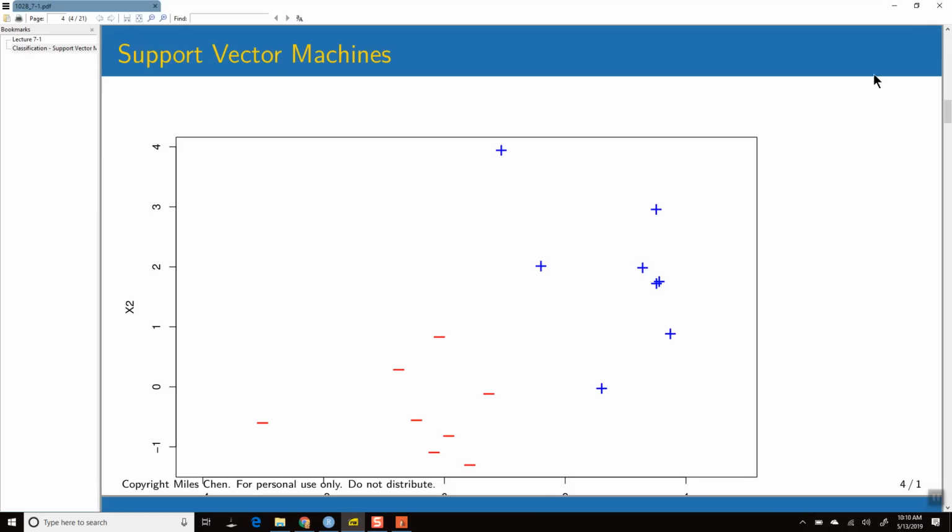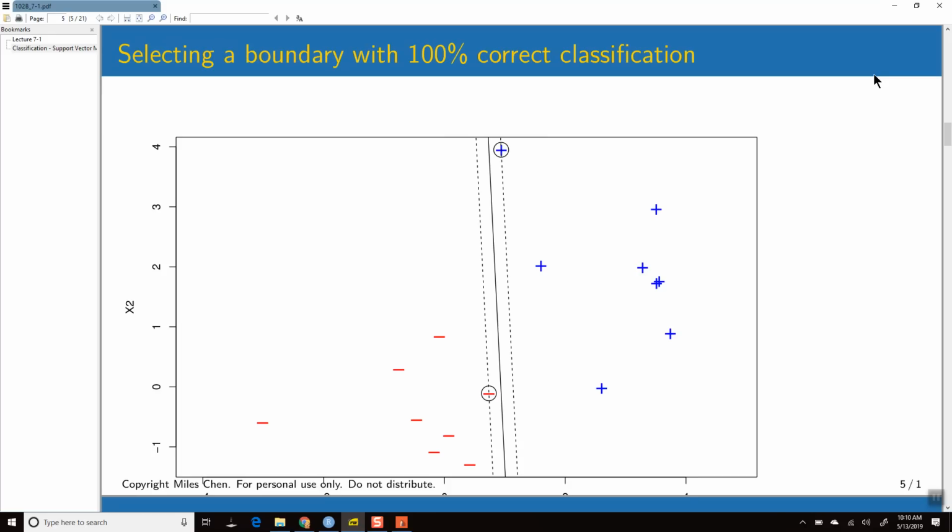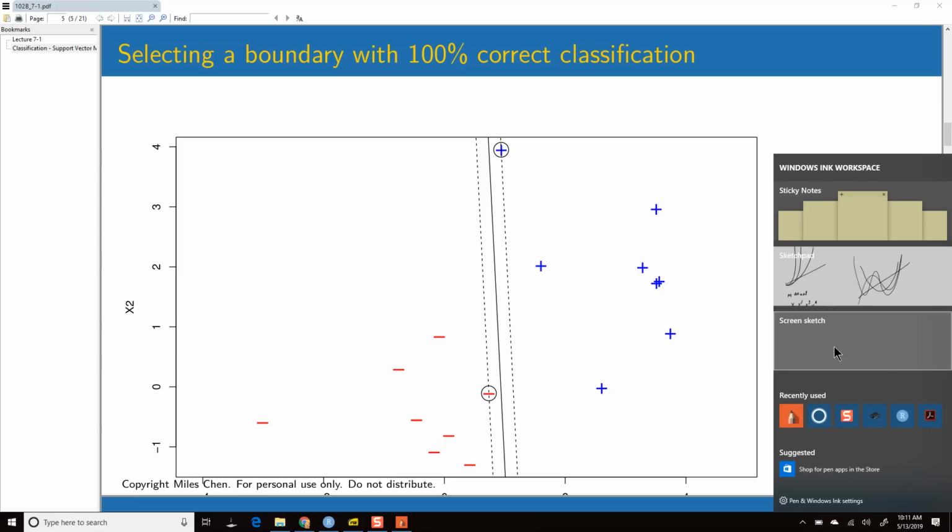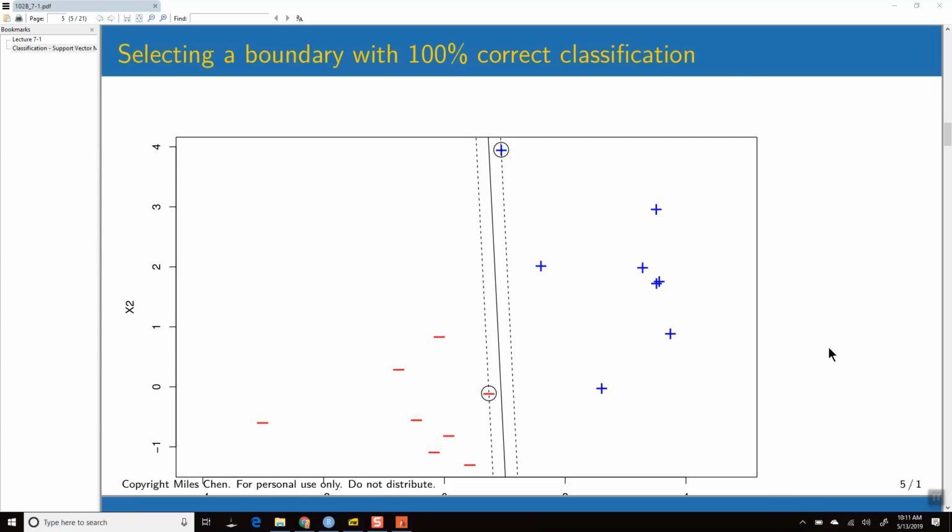So I'm going to show you a bunch of possible boundaries. Here I've drawn this very steep line, and I've circled the points that are closest to the boundary. This point up here is closest to the boundary, and this point over here is closest to the boundary. I've circled these points, and I've created dotted line margins, dotted lines that are parallel to the boundary. That depends on the boundary that you draw, exactly.